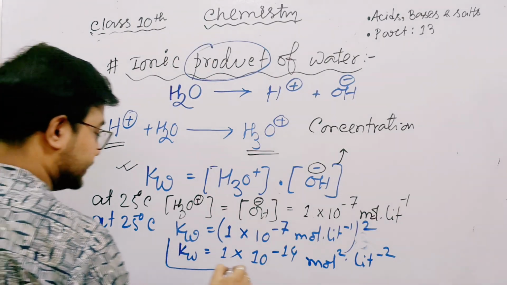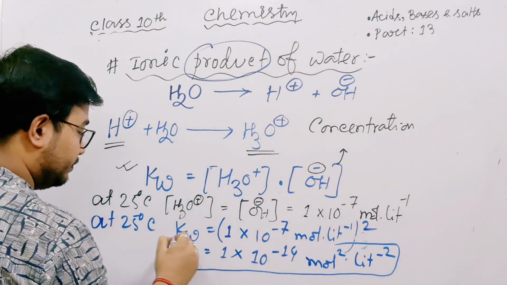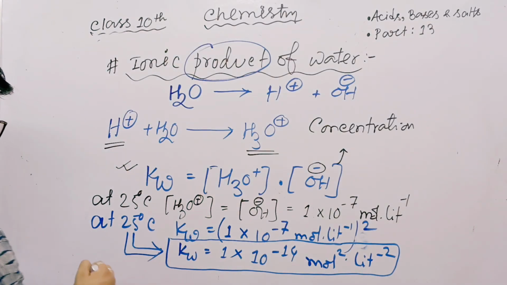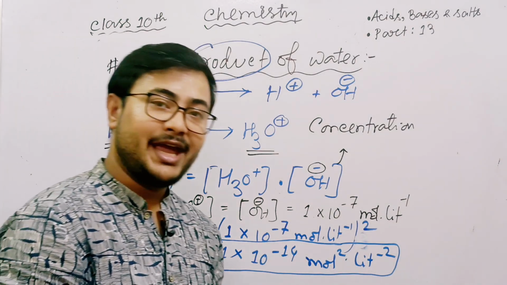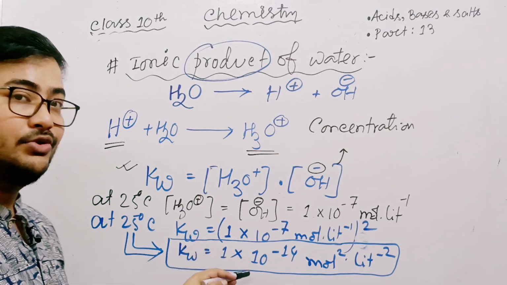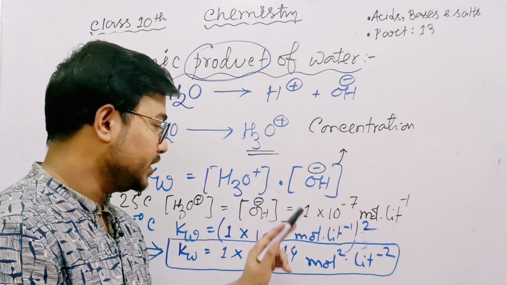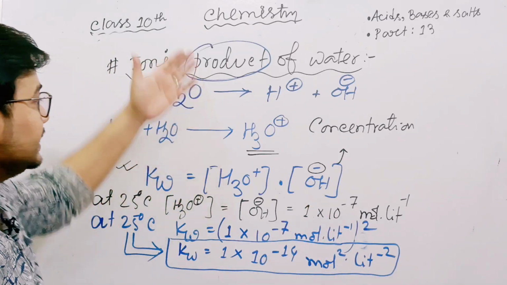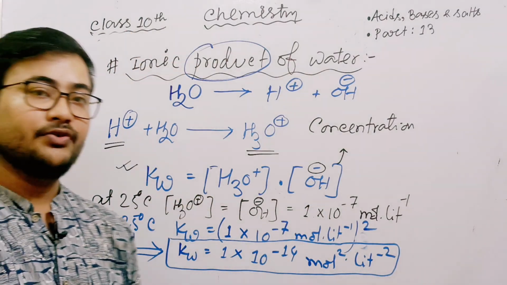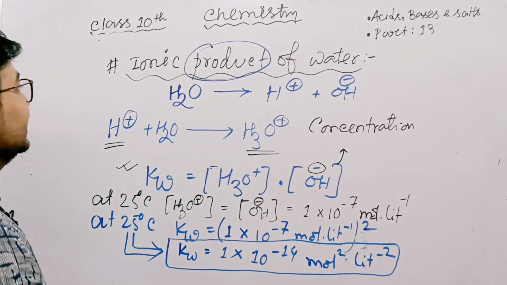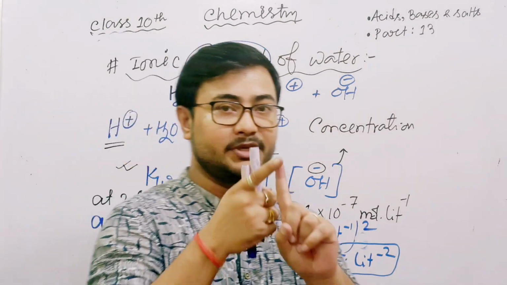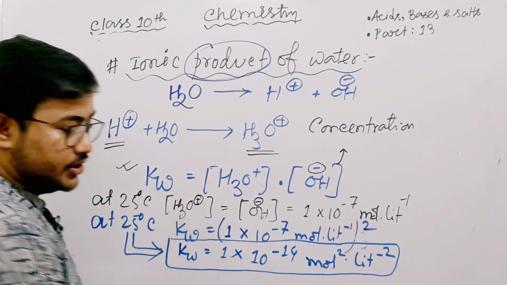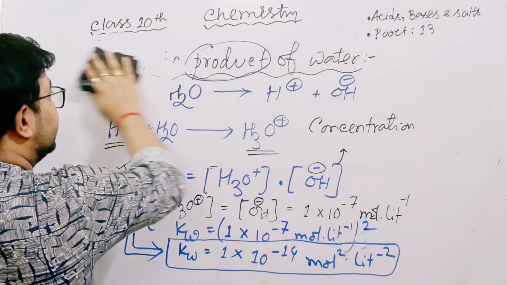So memorize this value of Kw, but keep in mind this value is only applicable at 25 degrees centigrade. At 25 degrees centigrade, the value of Kw is 1 into 10 to the power minus 14 mole squared liter inverse. Also memorize this unit. This is the concept of the ionic product of water. Clear? Now go to the third topic of today's class. The first topic is uses of base, done. The second topic is the ionic product of water. Okay, note it down.